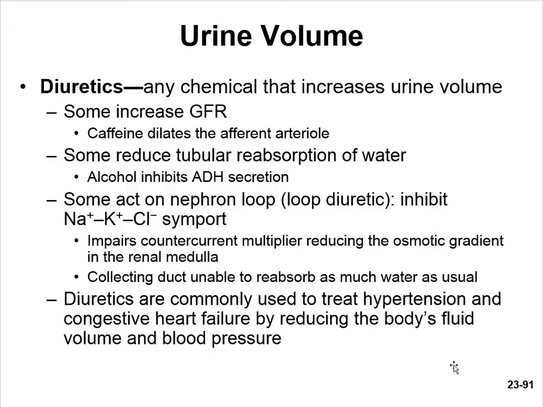Diuretics, because of their ability to cause the kidney to release more water in the urine, can actually be used to treat hypertension. Sometimes it's one of the first things that is tried when someone has high blood pressure, is to give them a diuretic, which makes them release more water in their urine, which decreases the level of fluids in the blood and thereby decreases blood pressure.